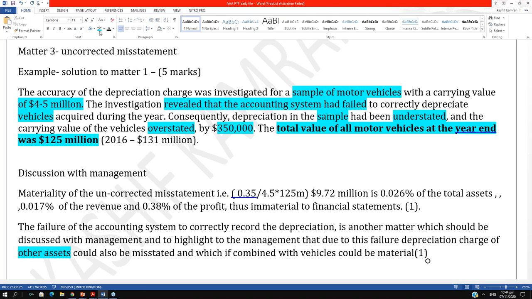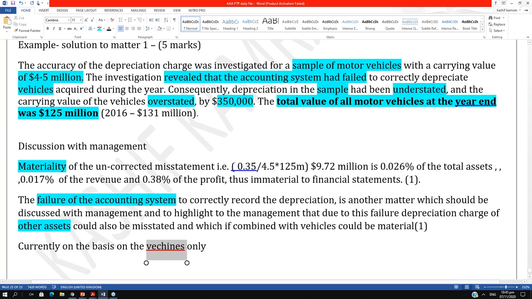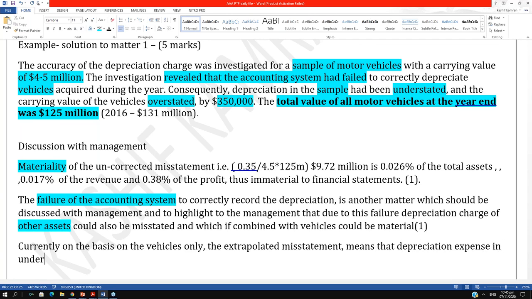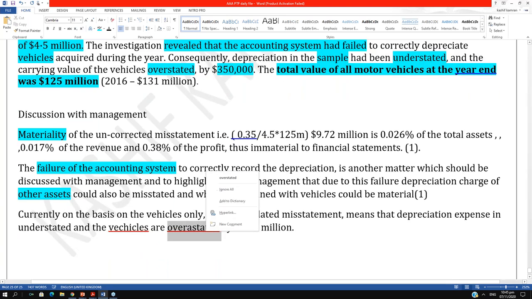So we discussed with management the materiality, we discussed with management the failure of the accounting system. Will we also discuss with the management that currently, on the basis of vehicles only, the extrapolated misstatement means that the depreciation expense is understated and the vehicles are overstated by dollar 9.72 million, right? Clear, everyone?